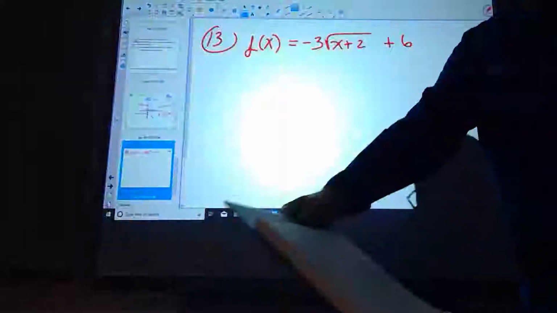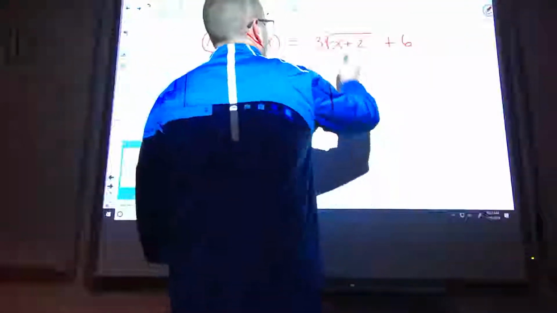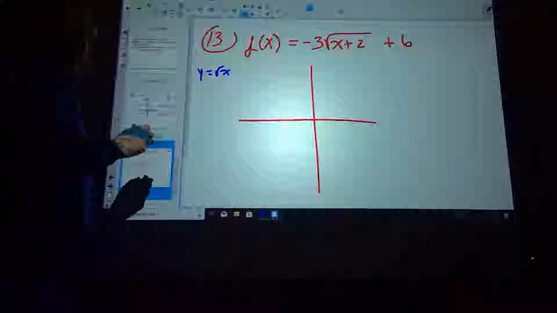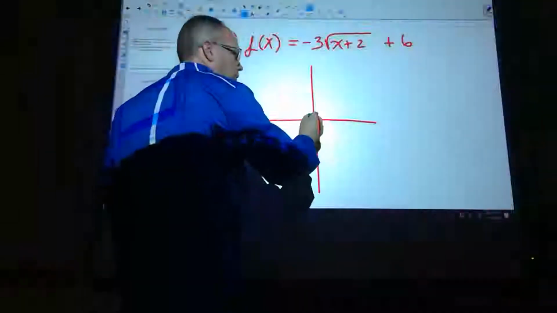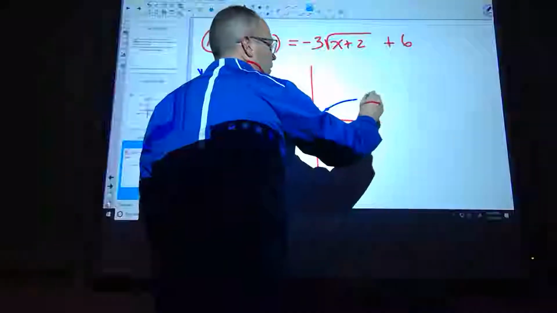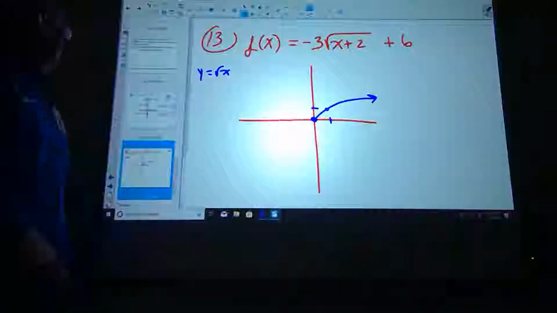All right. So sometimes when we're just starting these out, it might be easier to think about, hey, what would y equals root x look like? Well, y equals root x, I'll do it in blue, and it kind of looks like this. That's the parent function. Is that okay?